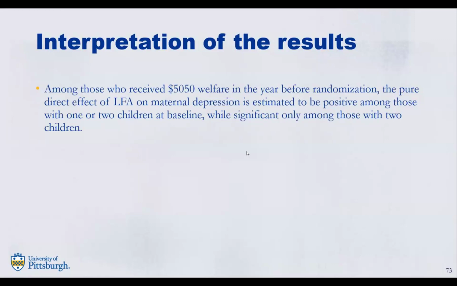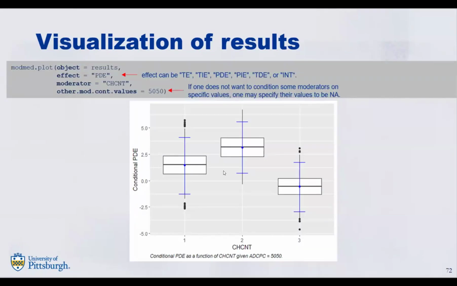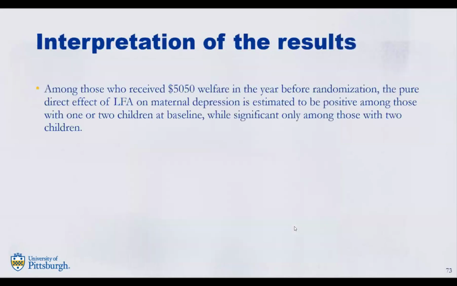We can tell that among those who received the median welfare amount at baseline, the pure direct effect is estimated to be positive among those with 1 or 2 children at baseline, while significant only among those with 2 children. As you can see here, these are positive. The significant one is only this one, which does not contain 0, but these two both contain 0.